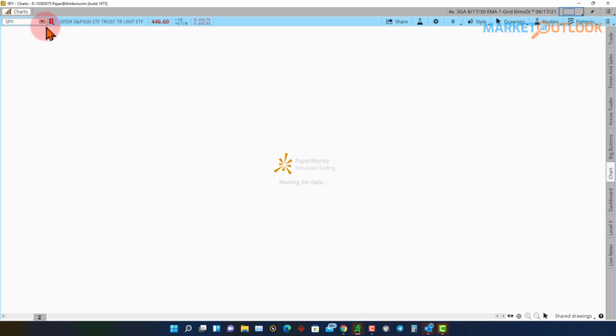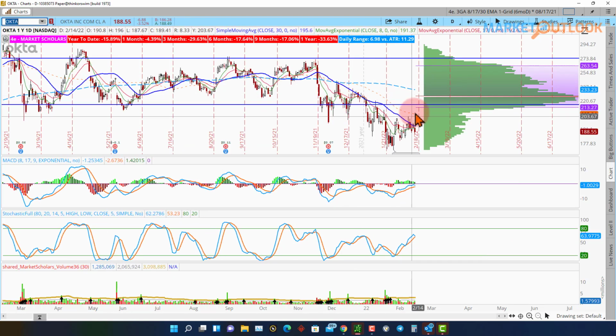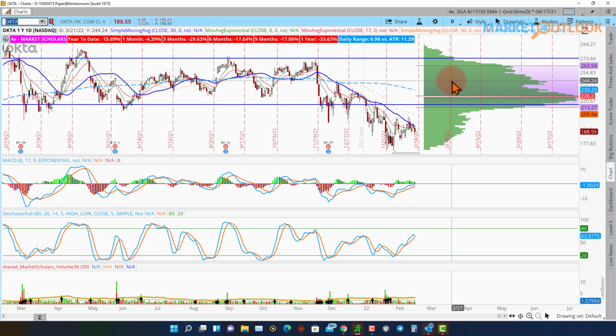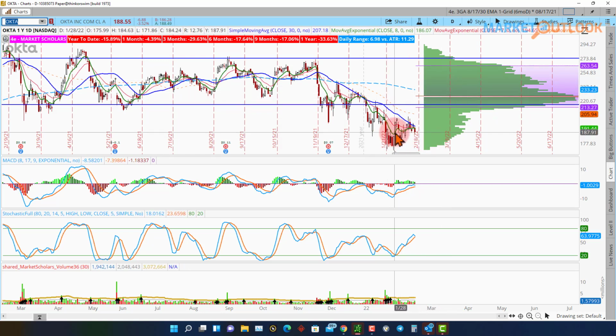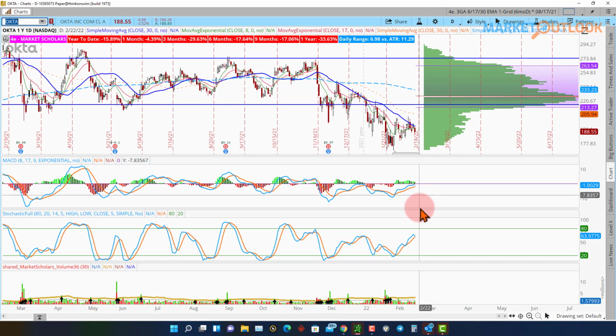When you look at its 3 green arrow chart, you can see the death cross here too. The 50 is well below the 200, all below the point of control, all below the value area. We've been kind of wedging up into that 30-day moving average, with the MACD getting up close to zero, but now starting to roll over.